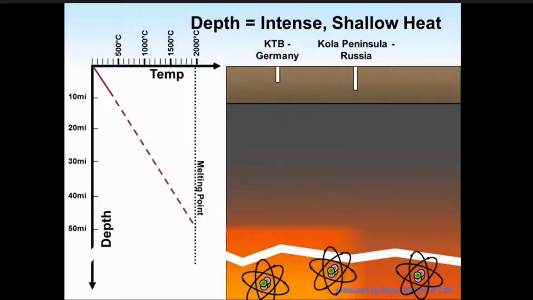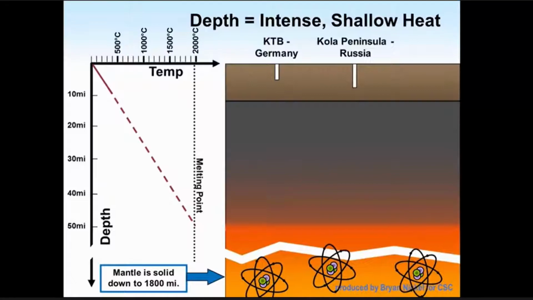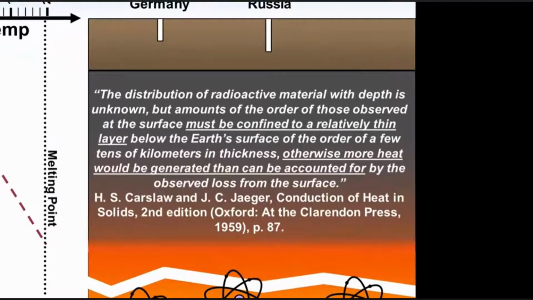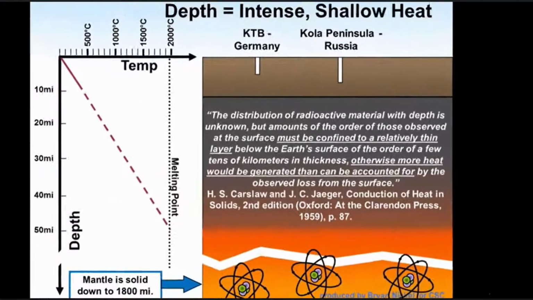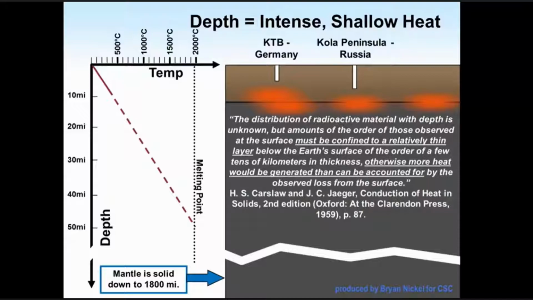...would mean that everything below 50 miles would be melted. However, seismic data from thousands of earthquakes show conclusively that the mantle rock is solid down to about 1,800 miles. Kaula's law and Jaeger reveal that while the distribution of radioactive elements in Earth is unknown, the radioactivity must be very shallow, not deep, and confined to Earth's thin granite crust. This means the radioactivity is concentrated in the primarily granitic continental materials.